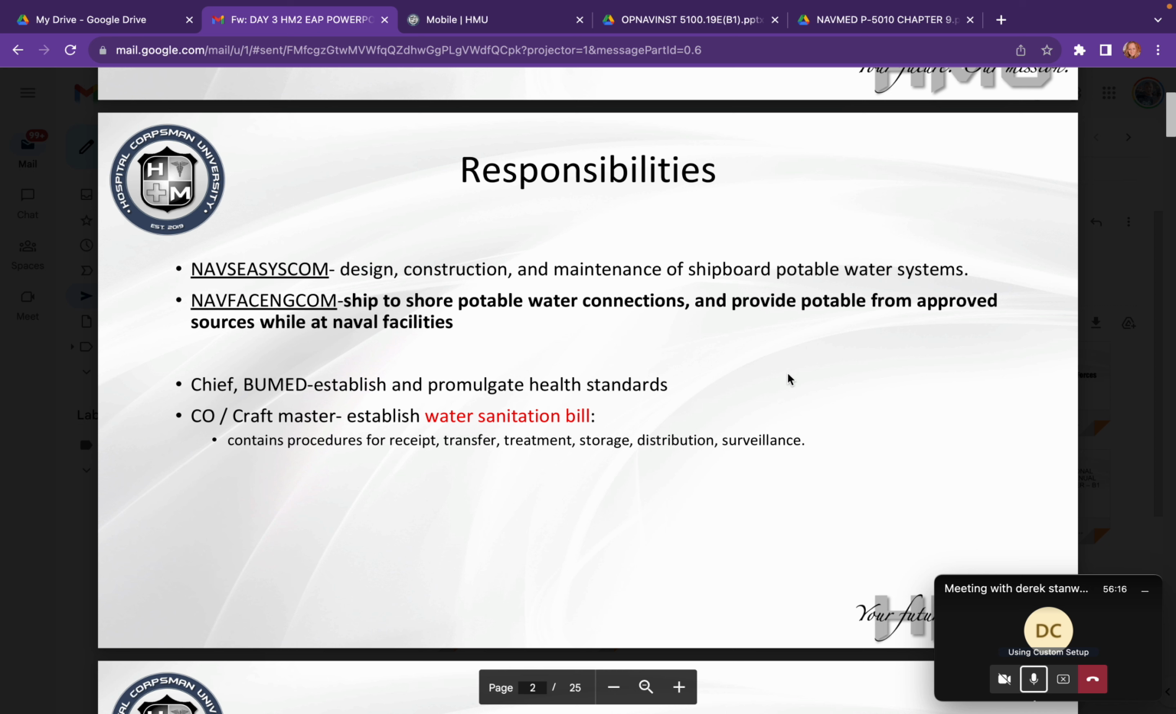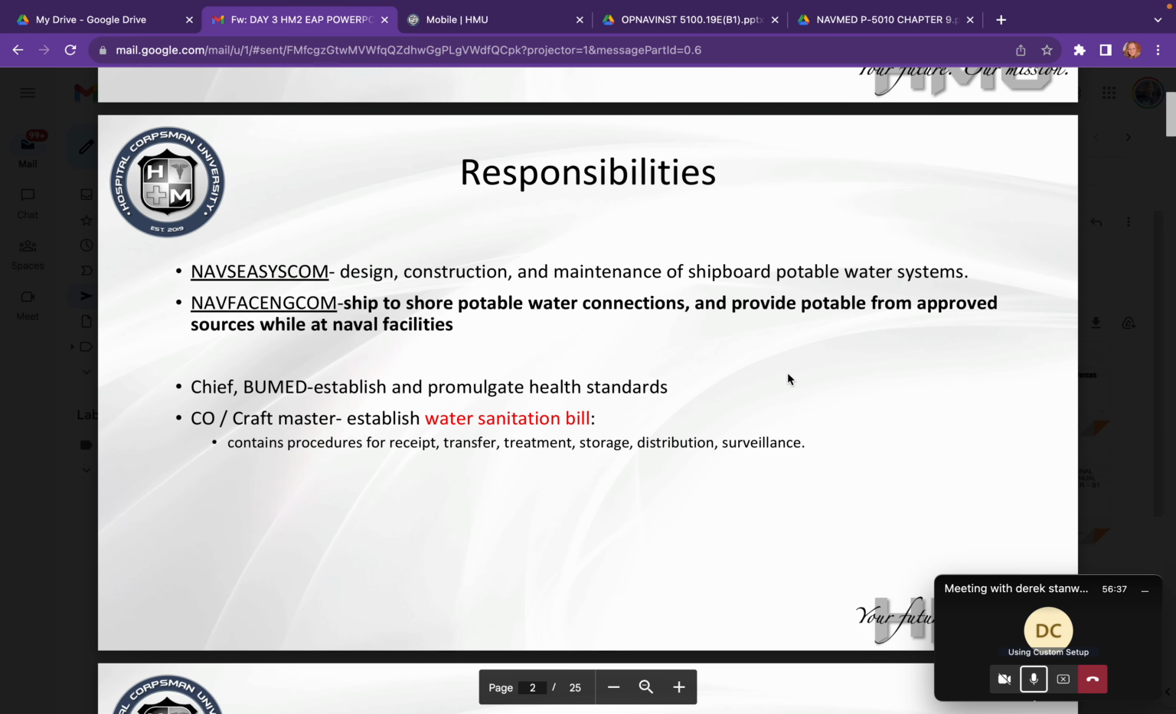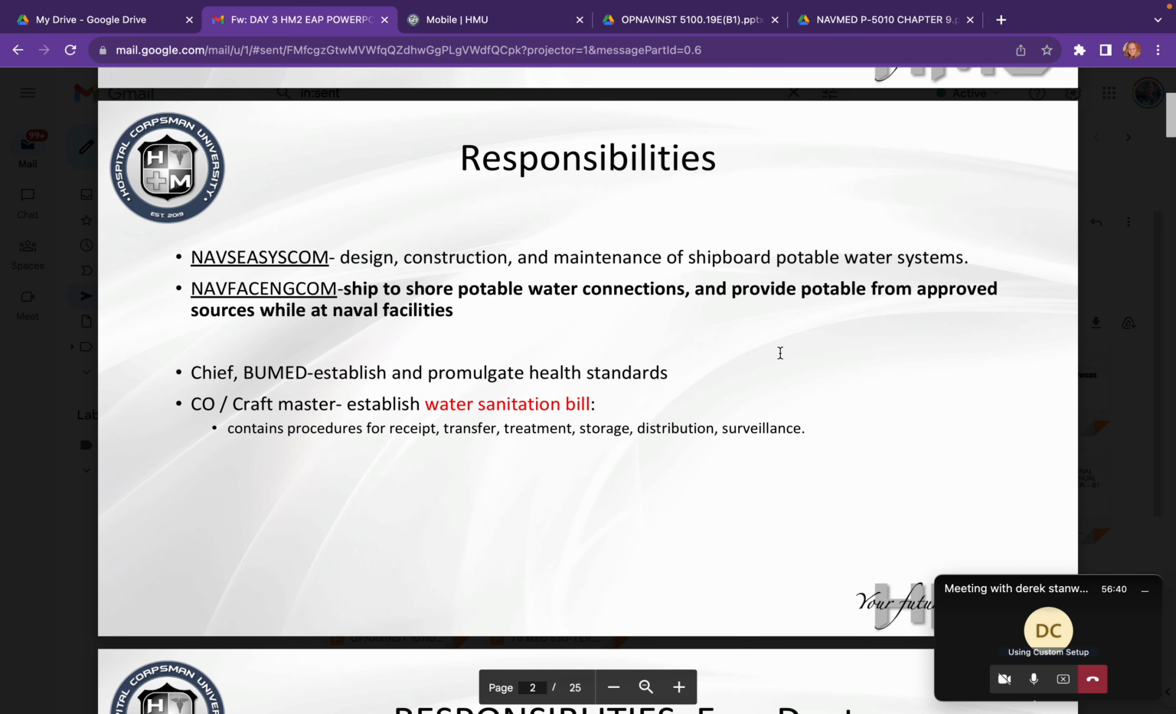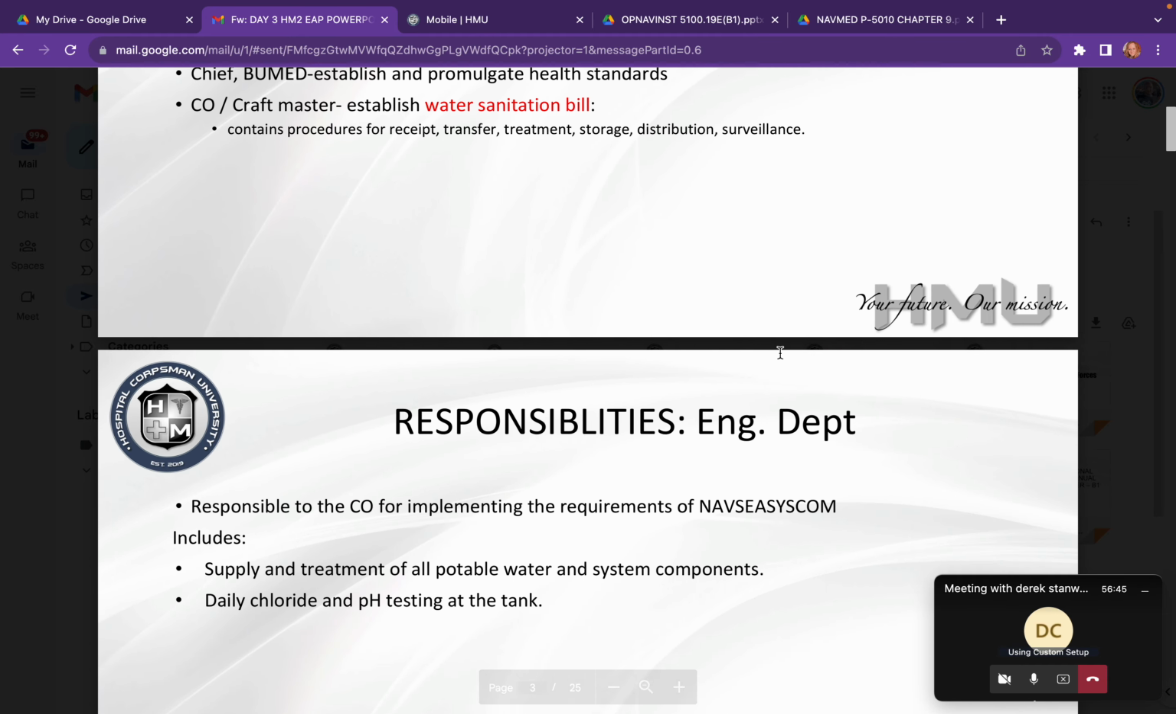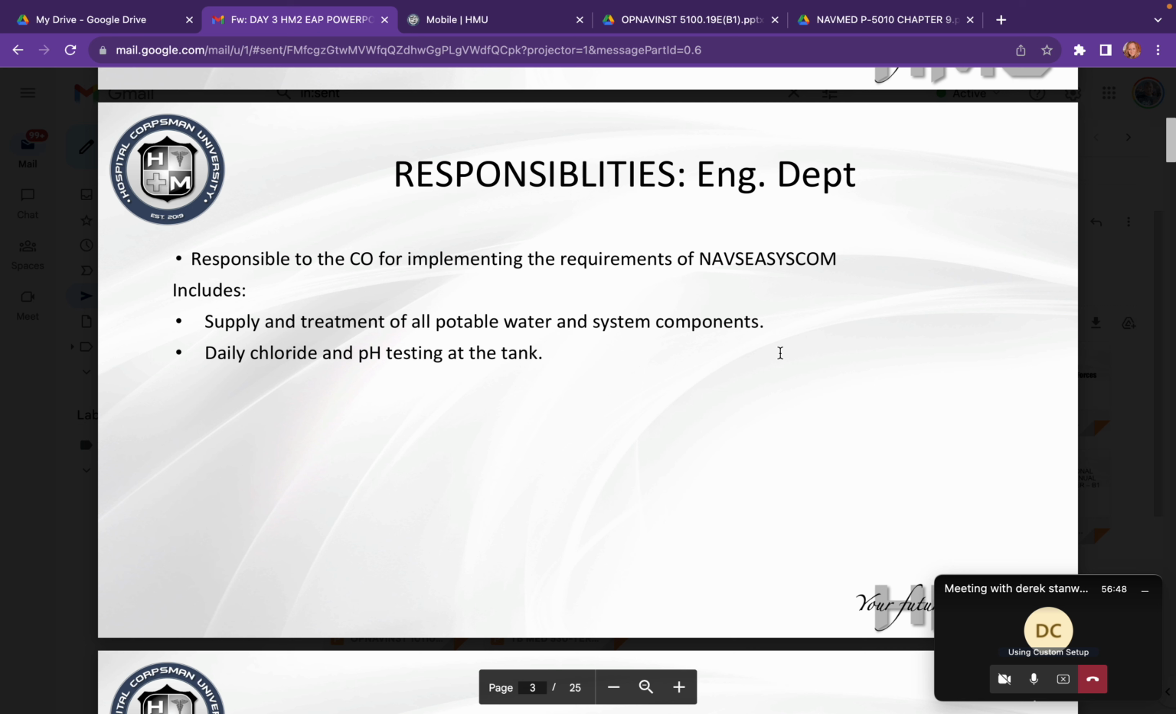So just think of NAVSEASYSCOM as basically the people who design the onboard shipboard water systems. And the Facilities Engineering Command is responsible for providing the potable water to ships. All right. Chief of BUMED establishes and promulgates health standards in regards to potable water, and the commanding officer, craft master, will establish a water sanitation bill.